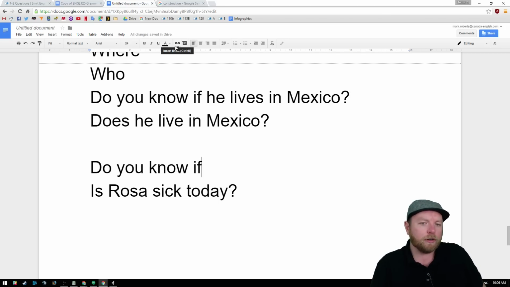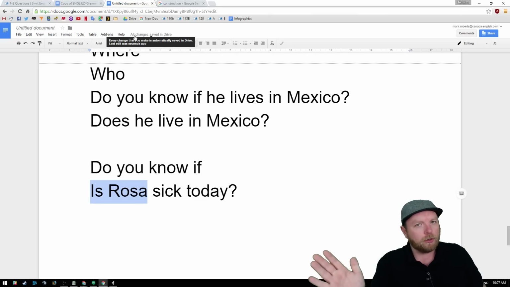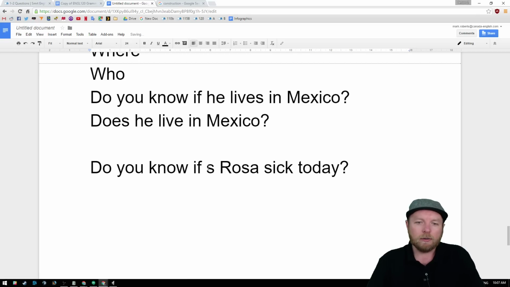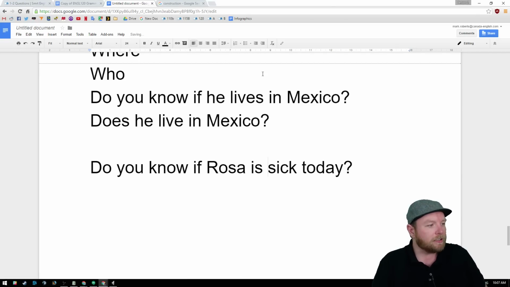Now cancel the inversion. Do you know if what? Here is the inversion. Cancel that. How do we do that? What do we say for a normal sentence? Excellent, Paulo. Excellent, mi grupo de inglés, Luis Antonio Suarez. Do you know if Rosa is sick today? Good, Miguel. Do you know if, and we're gonna say Rosa is sick today. Good. Excellent. Let's do a little bit more.